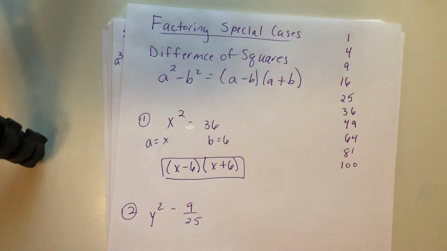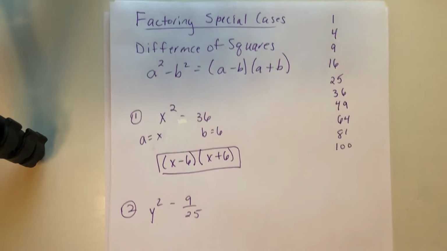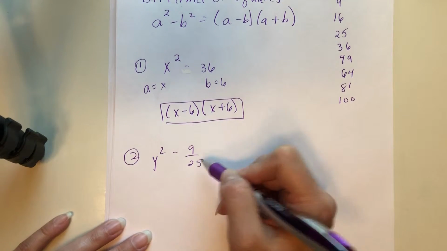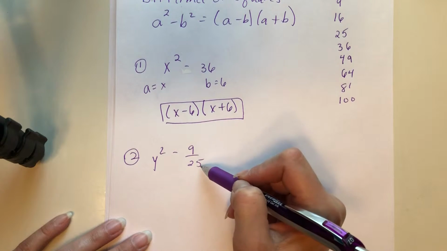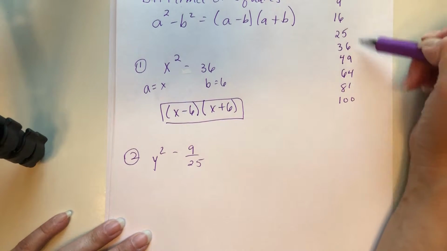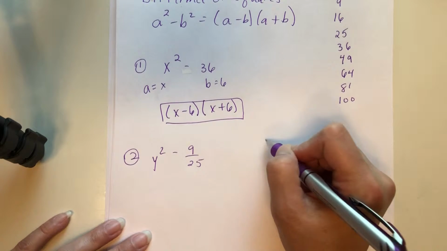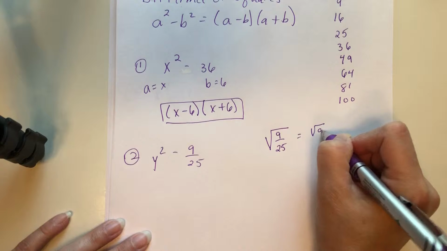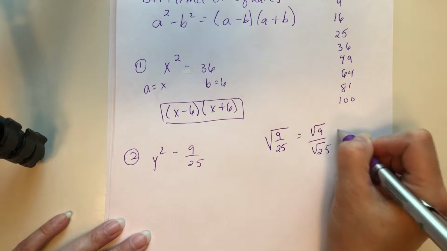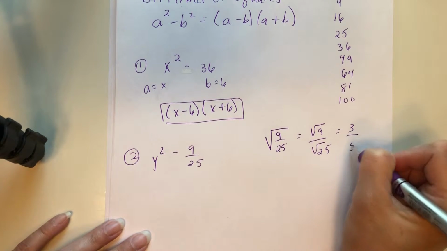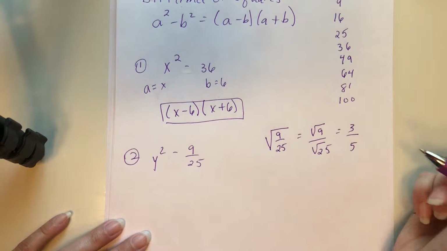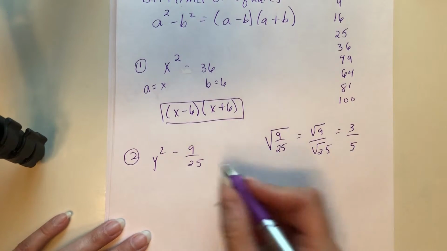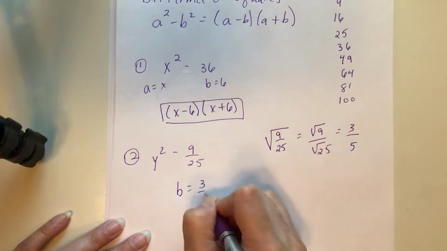Example 2, I'm going to factor y squared minus 9/25. Okay, so yes, you do have a fraction, but if you notice, both the numerator and the denominator are perfect squares, a 9 and a 25. So the square root of 9 over 25, all you do is take the square root of the top over the square root of the bottom. Square root of 9 is 3, square root of 25 is 5. So we'll use the fraction 3/5. So this tells me that B for the formula is 3/5.